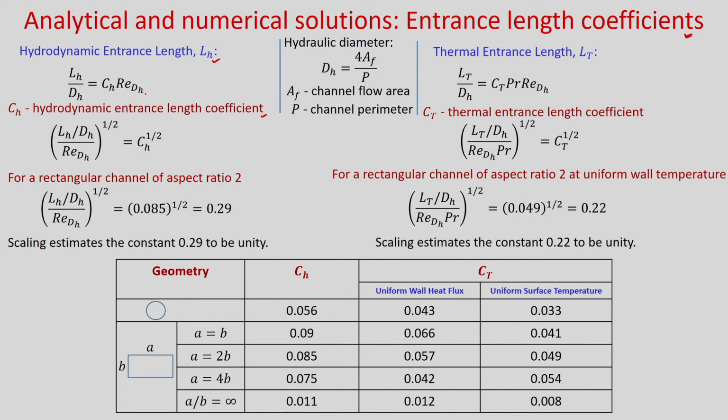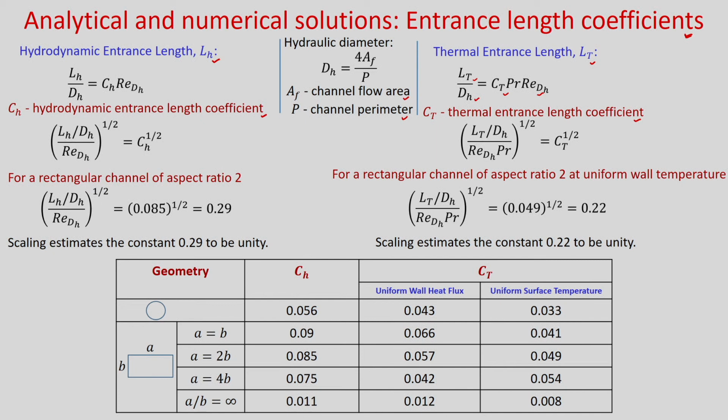Reynolds number based on hydraulic diameter, and you know that hydraulic diameter we define as 4 A f by P, where A f is your channel flow area and P is the channel perimeter, and for a circular tube the diameter of the pipe will be your hydraulic diameter. Now, for the thermal entrance length L T, we have seen that it is a function of Prandtl number and Reynolds number. So, L T by d h is equal to C T into Prandtl number into Reynolds number based on hydraulic diameter, and this C T is known as the thermal entrance length coefficient.